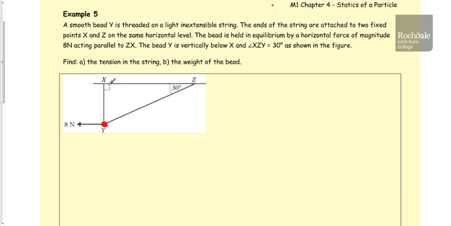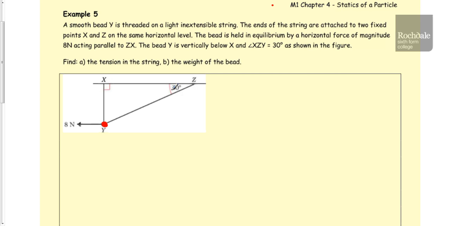So if you imagine two ends of a string, say attached to the ceiling, and then this bead is being held, not hanging in the middle, how we would expect it to hang, but it's actually being pulled over to one side by a horizontal force. So imagine someone pulling the bead slightly to the left. The bead is vertically below X, and we've got an angle of 30 degrees over here.